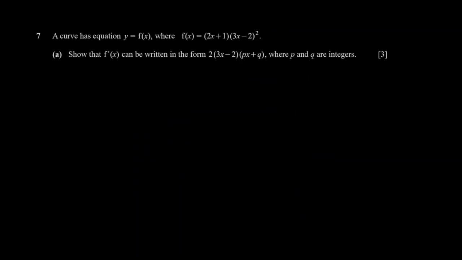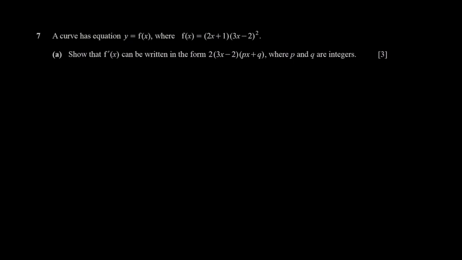All right, then here we are in question 7. A curve has equation y equals f of x, where f of x is (2x plus 1) times by (3x minus 2) all squared. We want to show that f prime x can be written in this form where p and q are integers. Well, okay, guys, if we want to differentiate this function, the first thing we need to understand is we've got to use the product rule.